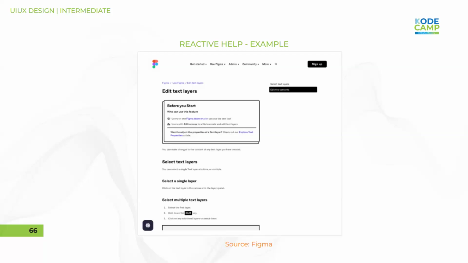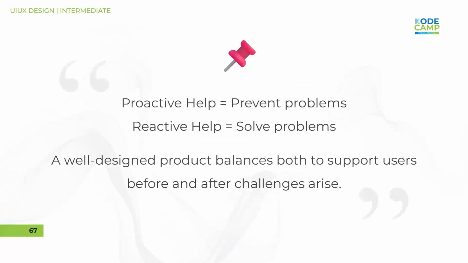So the difference between reactive and proactive is that reactive is user initiated, while proactive is we that tell them, oh, as you are coming to this particular application, these are things you should look out for, and this is how to navigate this particular flow. Okay, so proactive help prevents problems, while reactive help solves problems. So a well-designed product balances both to support users before and after challenges arise. Don't just focus on one, focus on both.